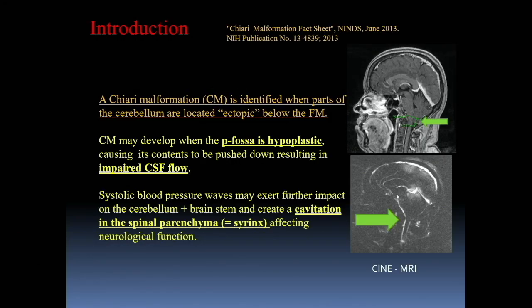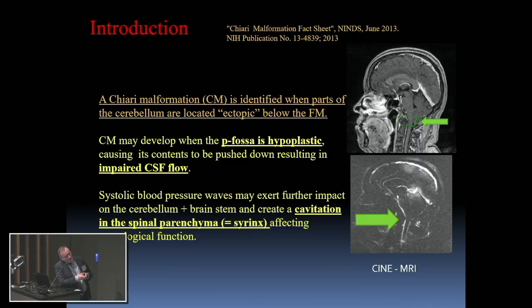So a Chiari malformation is identified when parts of the cerebellum are located ectopic, meaning they are pushed downward into a direction where they shouldn't be. The foramen magnum is the big hole connecting the cranial cavity to the spine, and that's the only exit site for the brain as such. So when the posterior fossa is small, the back of the skull is underdeveloped, and the tissue is pressed downwards, you basically push a cork into a bottleneck, and thereby you take away the space for the fluid that needs to get outside the head into the spine, and therefore you get impaired CSF flow. That's really the underlying problem we are trying to fix.